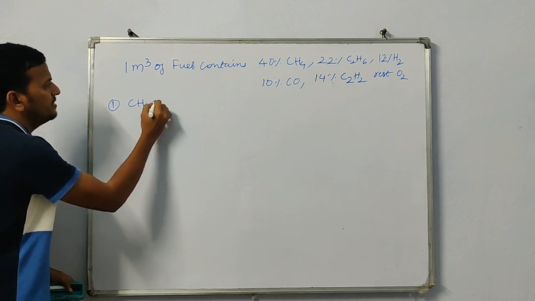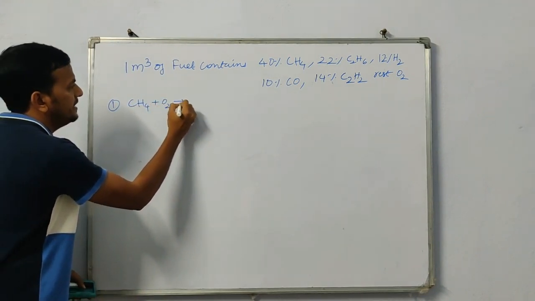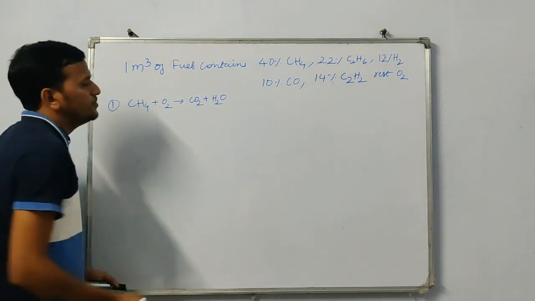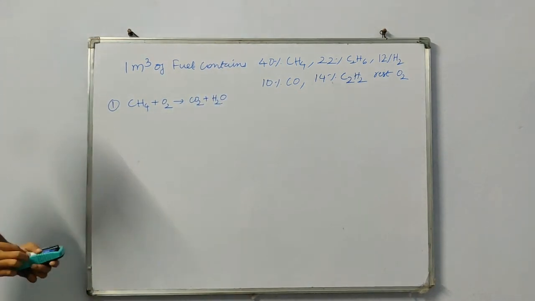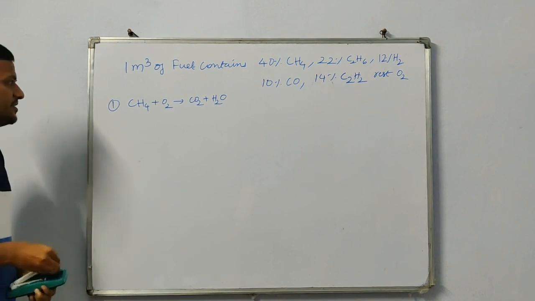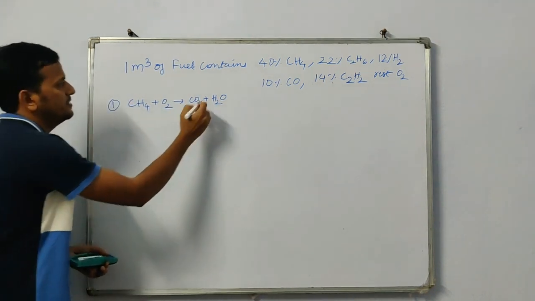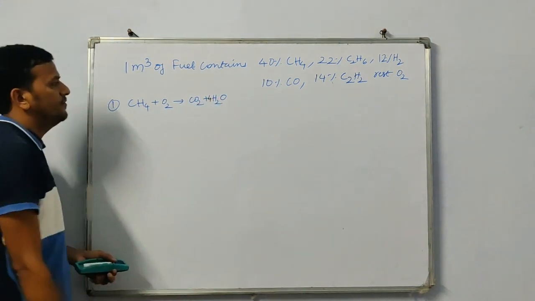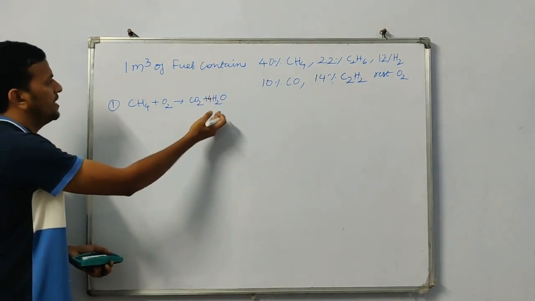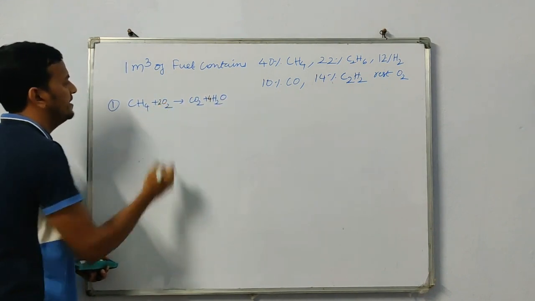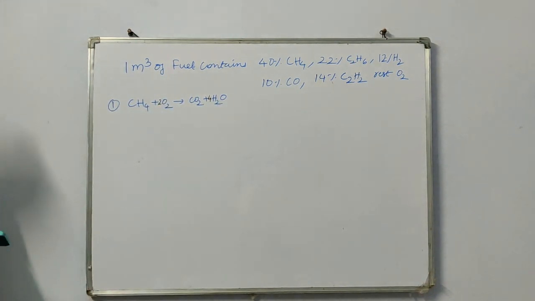So methane will react with oxygen and give carbon dioxide and water. We need to focus on balancing the chemical reaction now. We have one carbon and one carbon. We have four hydrogens, so I write 4 now. So we got 4 hydrogens. 2 plus 2, 4 oxygens are there, so I will write 4 oxygens.